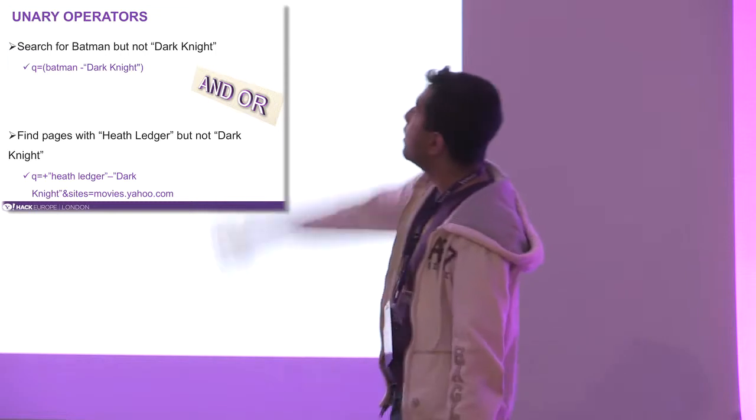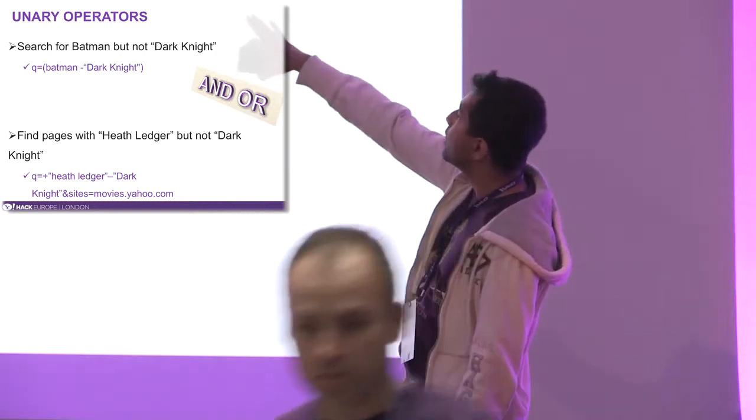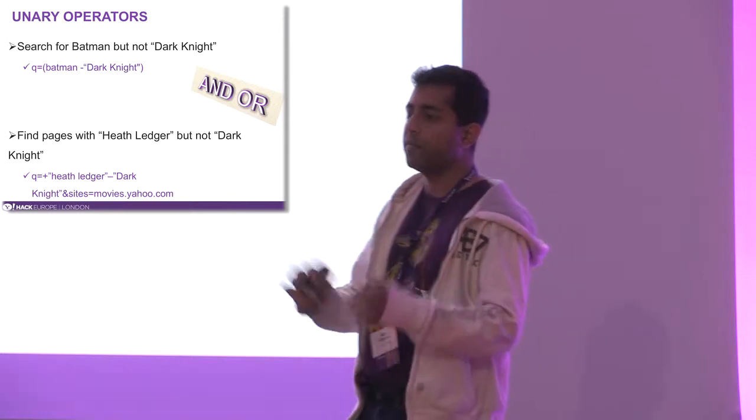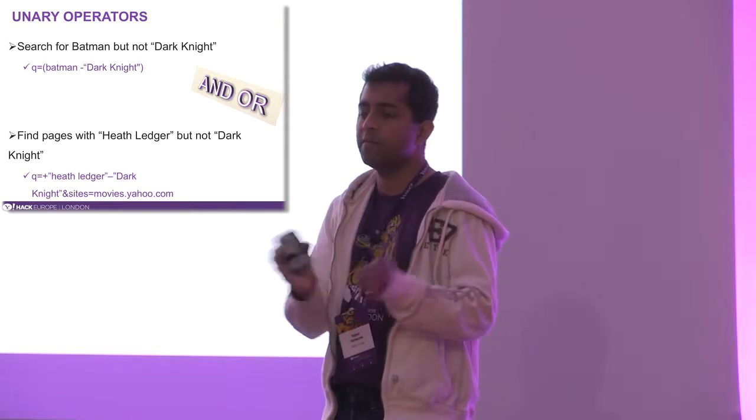You can also do unary operators. So in this particular case, I'm searching for Batman, but not for Dark Knight. So I want to get all the information about all the Batman movies, but not about Dark Knight. And then I can, again, add this with a site restrict query specifically to certain sites. Get back that information and then process it in any way I want.